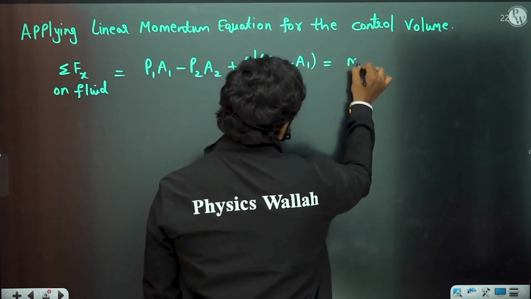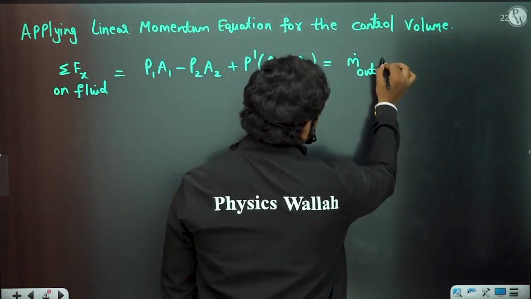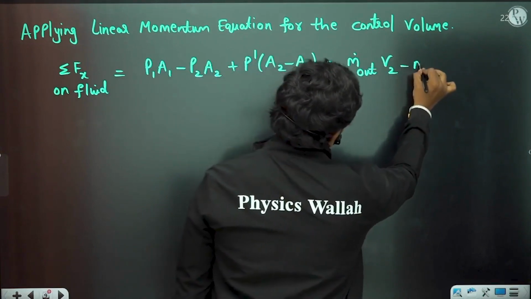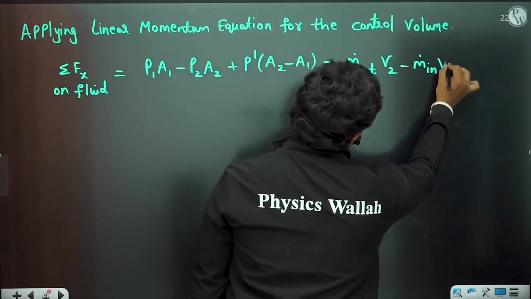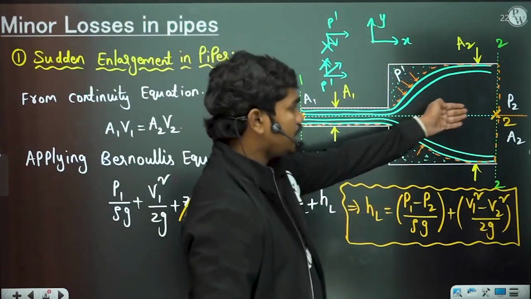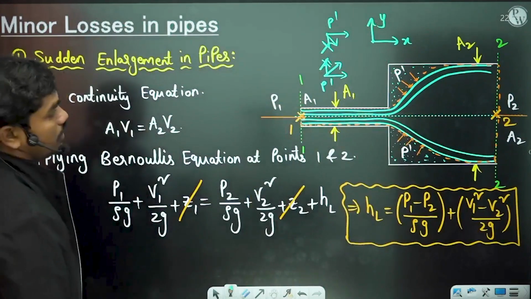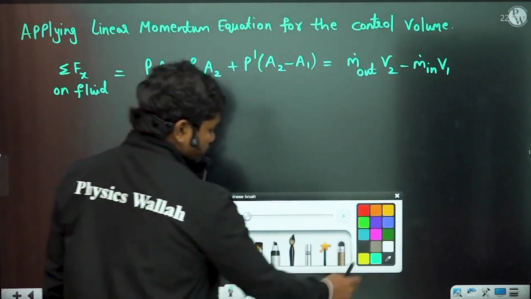This is equal to m dot out into V out in the x direction, which is V2, minus m dot in into V in, which is V1, because at this control volume the fluid which is leaving is at velocity V2 and the fluid which is entering is at velocity V1. So now let us substitute these values here.